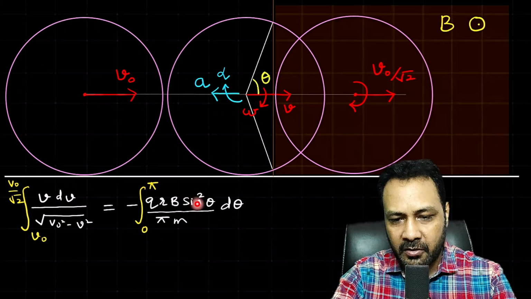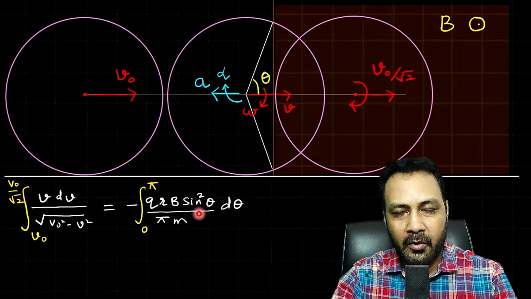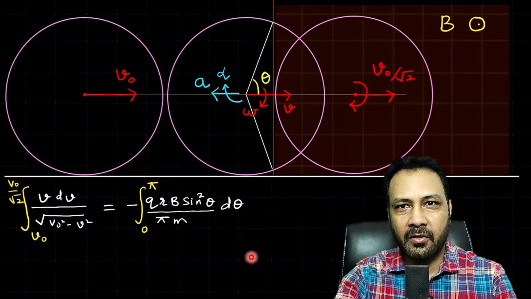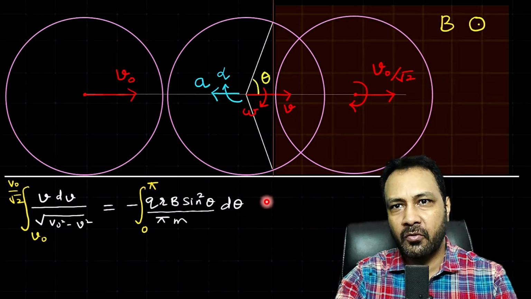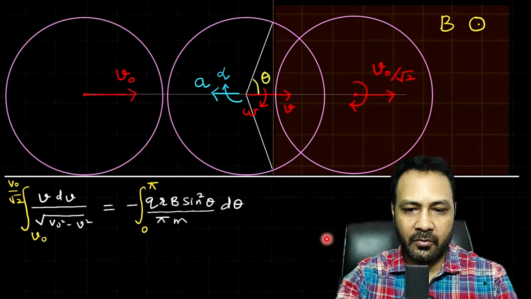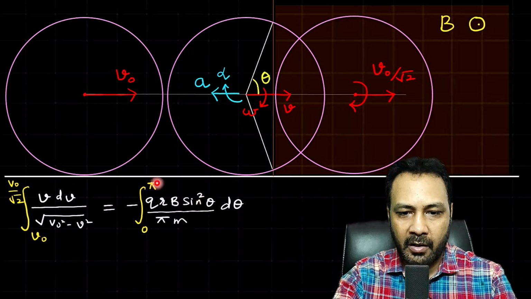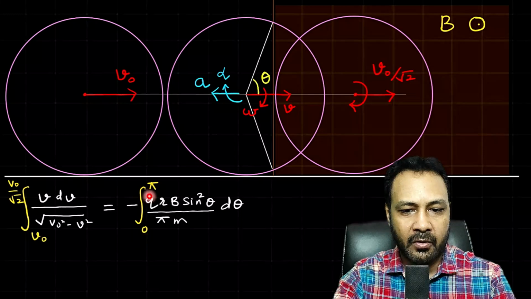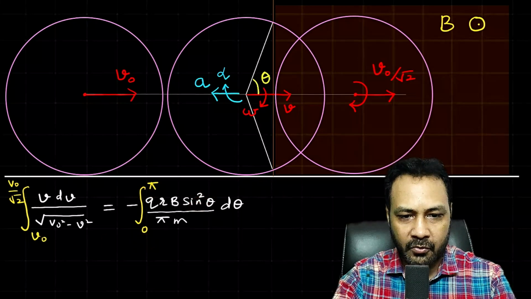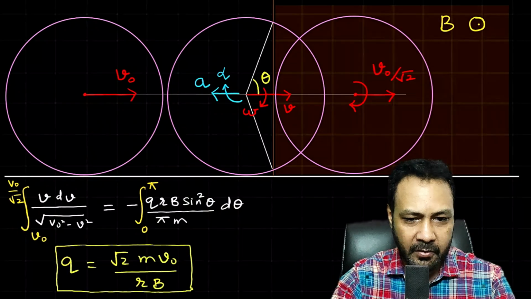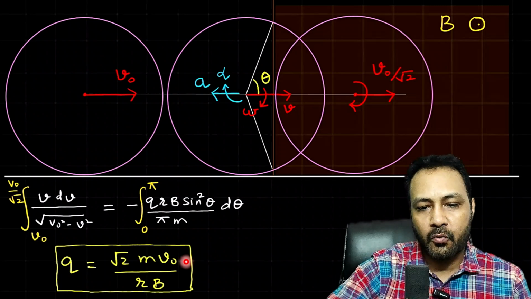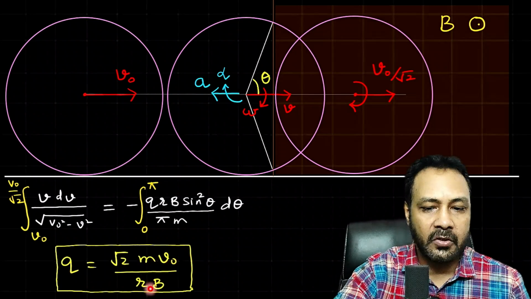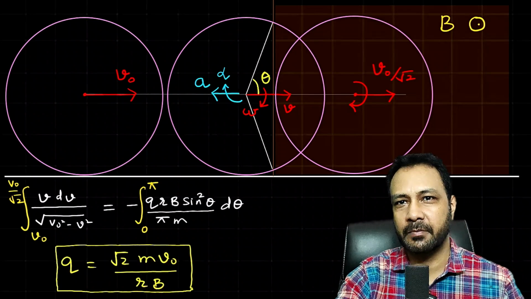And for this integration, that is a simple thing. Directly what you can do, the average value of sine square theta from 0 to pi is 1 by 2. So the integration would be the average value times the interval. The average value is 1 by 2 and the interval is pi minus 0, that is pi. So this integration would be pi by 2. So just put in those limits and integrate. Eventually, simplifying, you will get q is equal to root 2 m v naught divided by rb. That would be our answer. Thank you.